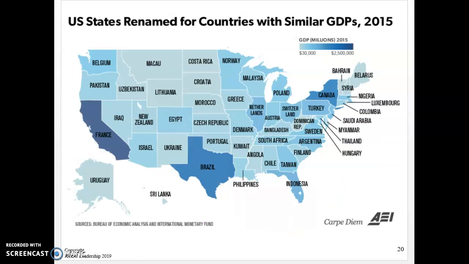And then just for fun, here you are with the states having more or less similar GDPs, and you'll notice that both France and Brazil are right up here with California and Texas as far as some of the top production.